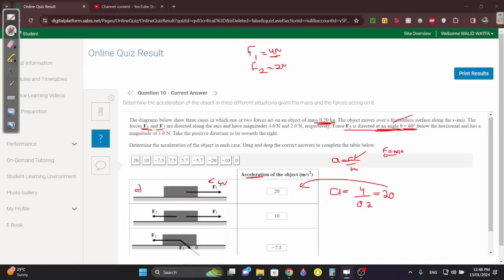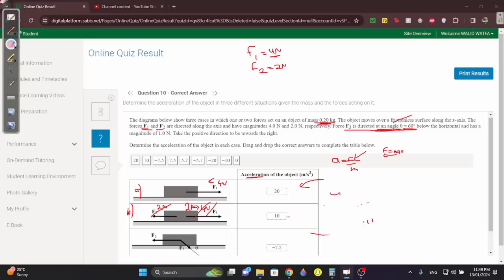For part B, we said F1 is 4 newtons and F2 is 2 newtons. Again, we need the acceleration, which is F over M. For the force, you have to find the net force. Is it 4 to the right or 2 to the left? It cancels out, and you get 2 to the right. So your total force is 2 divided by the same mass, 0.2 kilograms, which gives you 10. That's for A and B.